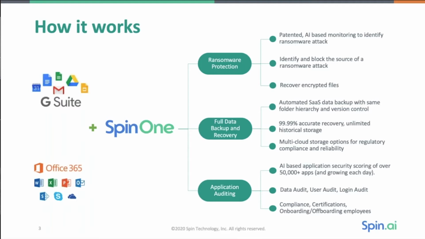Before we get into the topic, I'd like to talk about Spin1, our core technology. Spin1 sits on top of G Suite or Office 365 as an add-on, and what we provide are really three key things. We provide ransomware protection and cybersecurity protection, protecting your cloud data against ransomware and brute force attacks, and we help you recover any files, for example, that were encrypted as they reside in the cloud. We also provide full data backup and recovery at a 99% accuracy level.